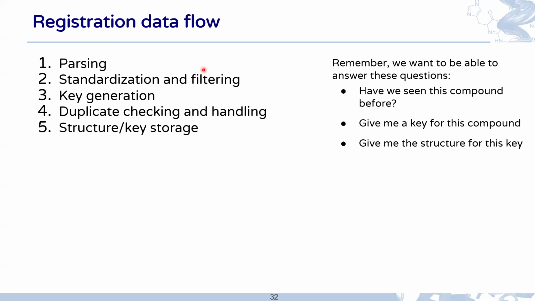But let's talk about what it does. So the data flow in the system: molecule comes in, it needs to be parsed, obviously, so we need to take the mol block or the SMILES and turn it into something we can work with. We need to do that standardization and filtering step, and I haven't specified what these are yet. Maybe they're going to be different from context to context, and maybe we need some flexibility there. We need to generate a key or keys, do our duplicate checking, handle duplicates however we're going to handle them, and then store those.